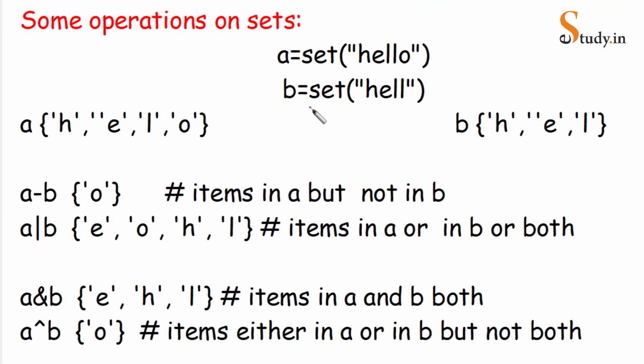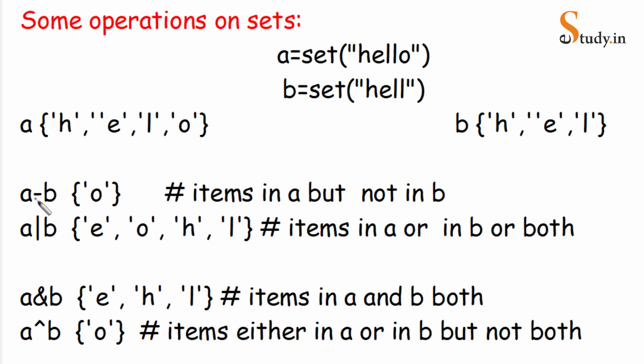So we have the set A, we have the set B. Some of the elements are common here. H, E, L are in both the sets, but O is only in set A. So this we've already seen. When we do A minus B, that means we want all the items which are in A but not in B.